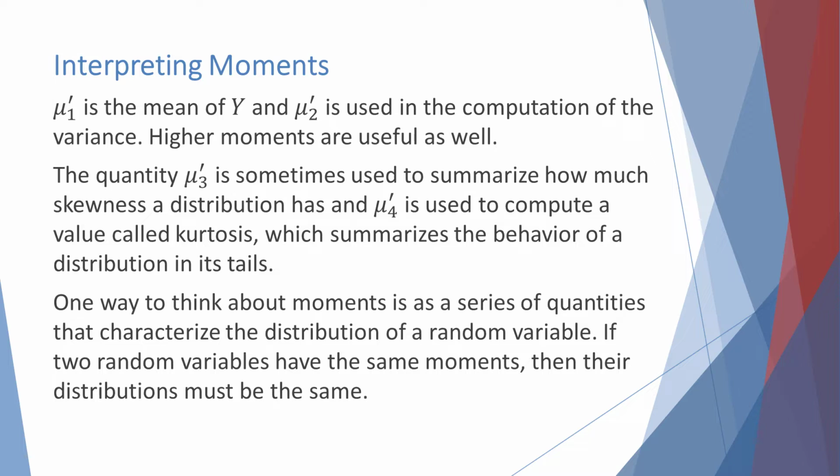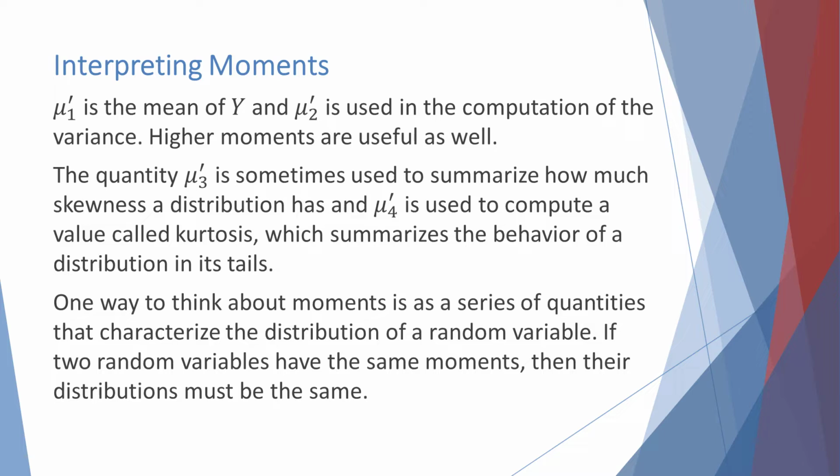The quantity mu3 prime, which is E(Y cubed), is sometimes used to summarize how much skewness a distribution has. And mu4 prime is used to compute a value called kurtosis, which summarizes the behavior of a distribution in its tails.